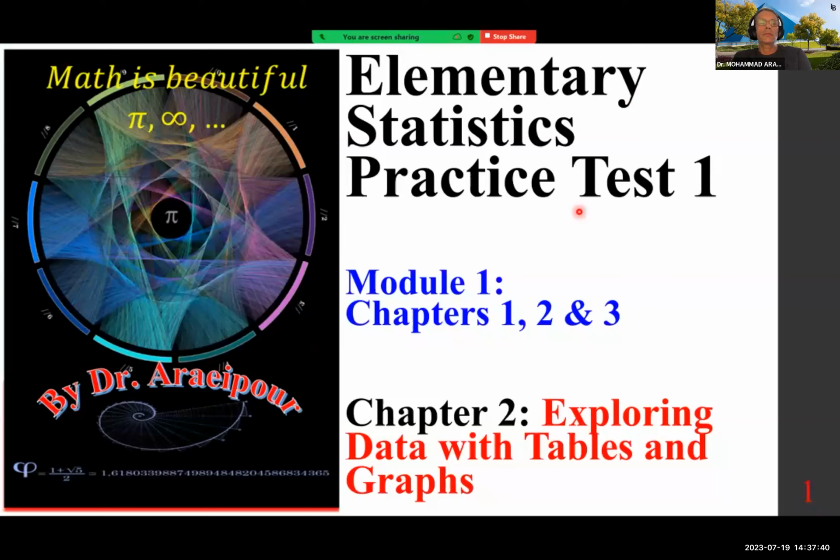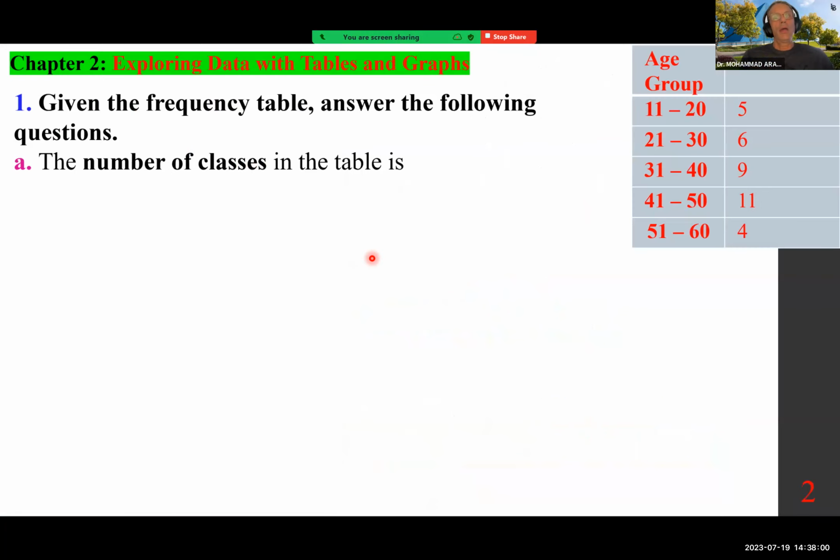Good afternoon, class. This is practice test number 1, module 1, covering chapters 1, 2, 3. Here's chapter 2, exploring data with tables and graphs. So we are given the frequency table.